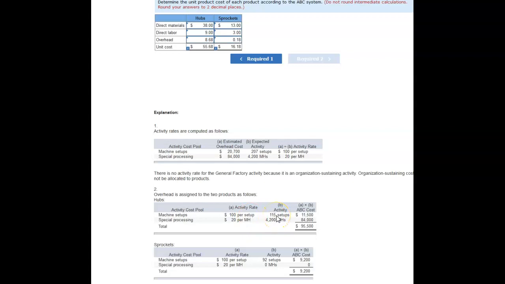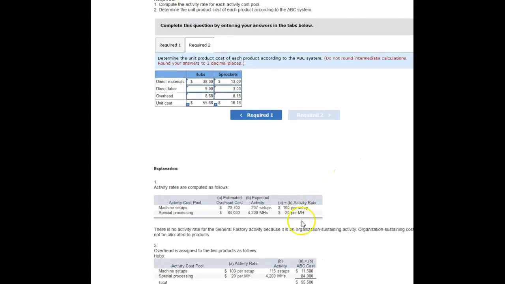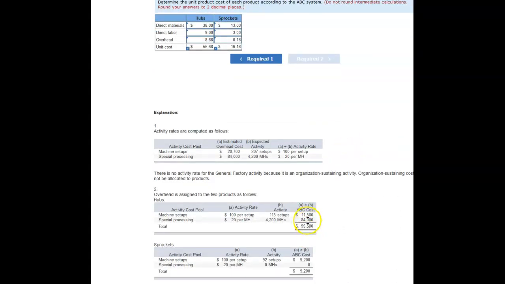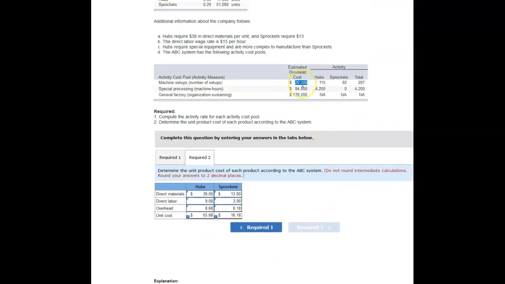Remember, this is hubs only. Multiply: $11,500. What this means is we are allocating of this $20,700 right here, we are allocating $11,500 of that for hubs. This $11,500 is part of the $20,700.